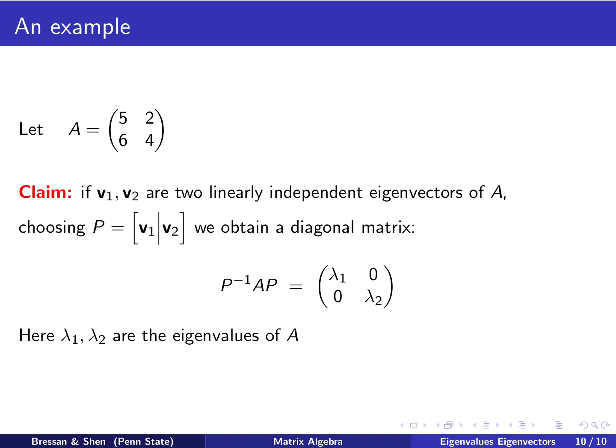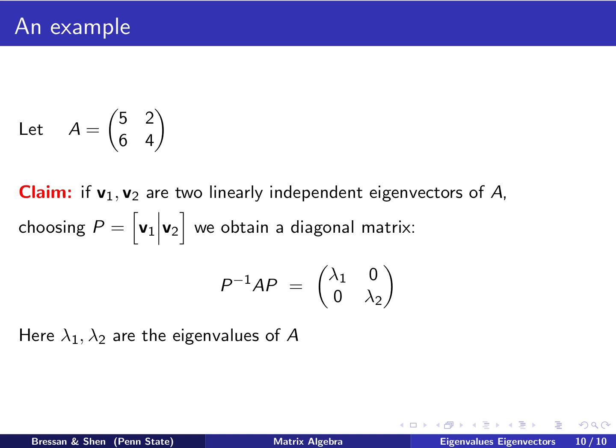If V1, V2 are two linearly independent eigenvectors of the A matrix, then we can choose the P matrix to be V1, V2, two eigenvectors, line them up, and then we will obtain a diagonal matrix. So P inverse times A times P will be diagonal, and it will have lambda 1 and lambda 2 on the diagonal and 0 everywhere else, where lambda 1, lambda 2 are exactly the corresponding eigenvalues of A. So lambda 1 will correspond to V1 and lambda 2 will correspond to V2.